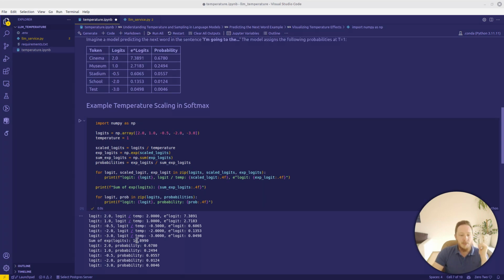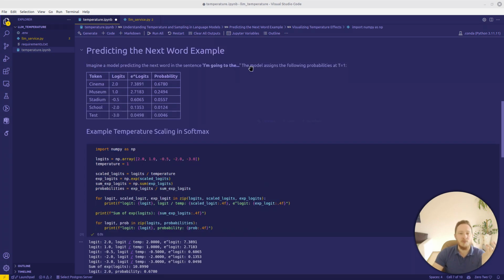Now here I have printed the calculations. If we sum up the exponential of the logits, we get 10.89, and if we scale them, this will result in, well, since it's near 10, we approximately get similar probabilities to the numbers we see on the logits applied to the exponential function. So 0.6 for the cinema, 0.24 for museum, and smaller until it's almost 0 for a test, which in this case wouldn't make much sense.